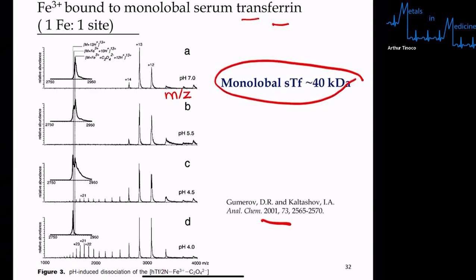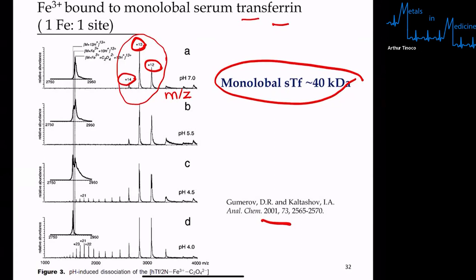You can look at the charged states that they're focusing on: the plus 12, the plus 13, the plus 14. So just imagine you take out your calculator, you plug in 40,000 and divide it by 12, divided by 13, by 14. Those are the actual species that are being detected.